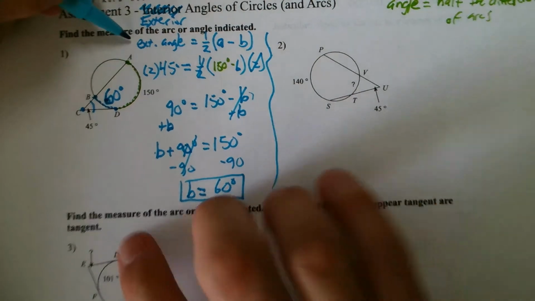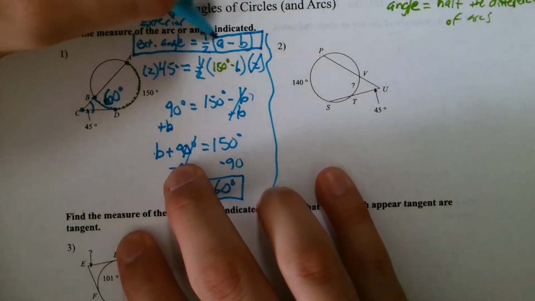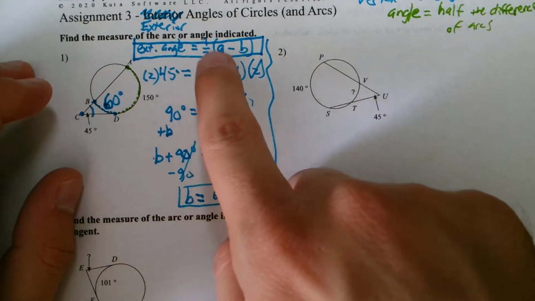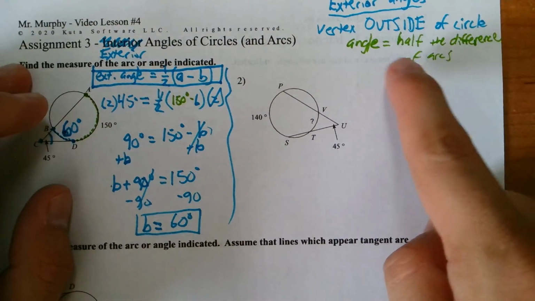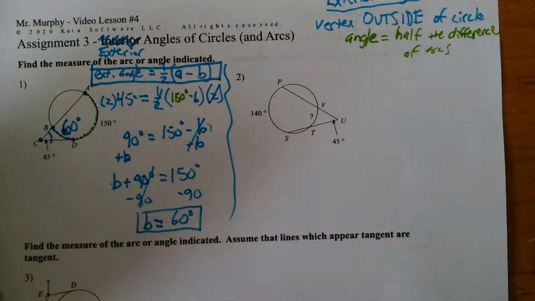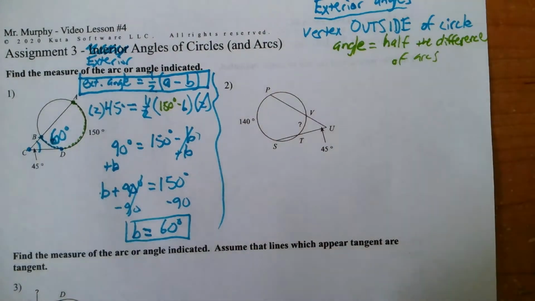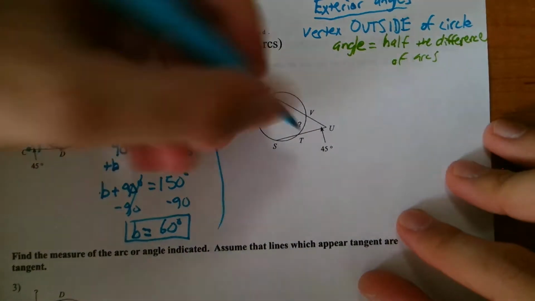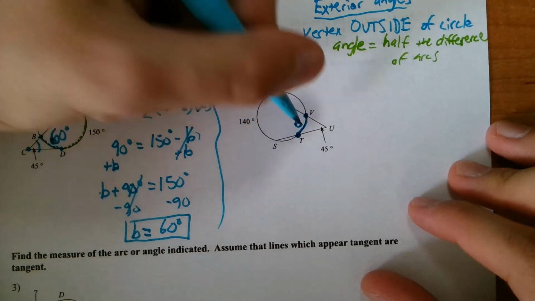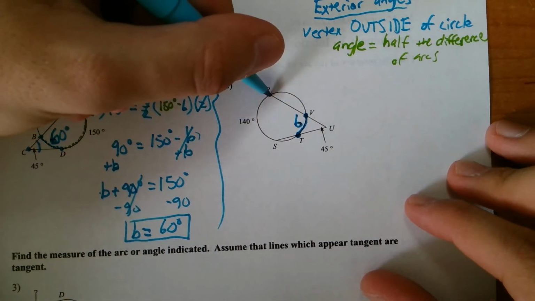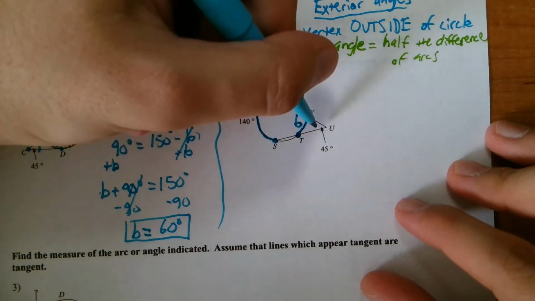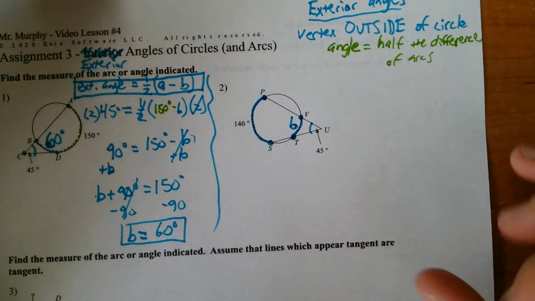Cool. Alright, so this relationship is what you want to keep in mind when doing the other problems. Exterior angle equals 1/2 of A minus B. In other words, the angle equals half the difference of the arcs. Cool. Number 2 is another one like that, so I will go ahead and demonstrate. Again, we are looking for our missing arc right here. Let's call that B, because that's a smaller arc. We also have this 140 degree arc out here at arc PS. And then our angle right here is 45 degrees.